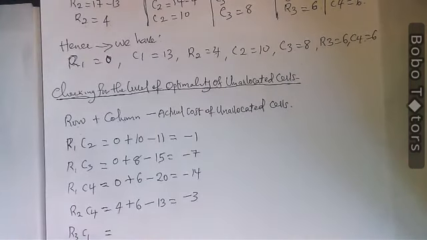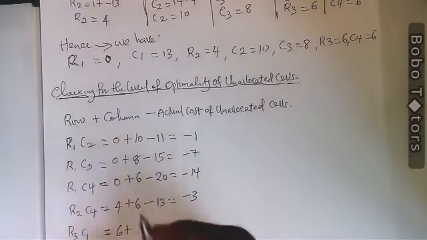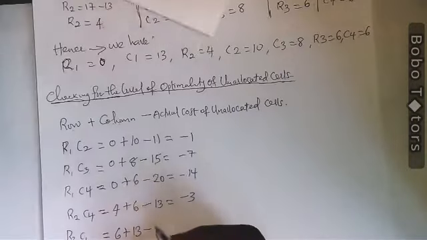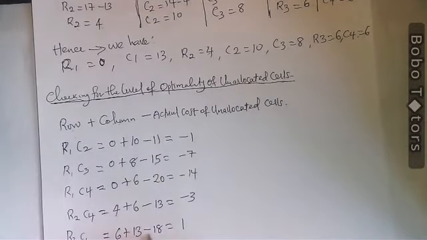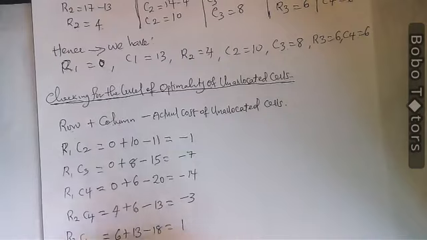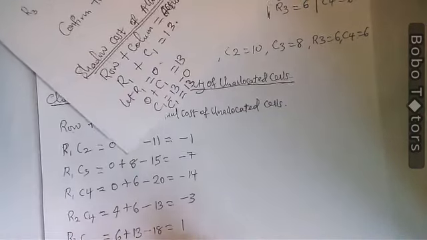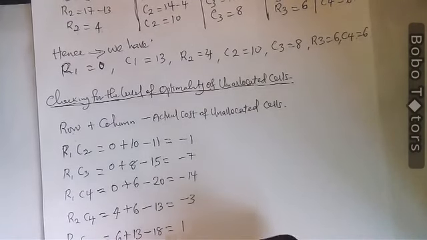So row 3, column 1: I have my row 3 to be 6 plus my column 1, which is 13, minus the cost of row 3, column 1, which is 18. So that will be 19 minus 18, which is 1. Row 3 again, we have 6 plus column 2, which is 10, minus the cost of row 3, column 2, which is 18. That will be 16 minus 18. We have a minus 2.